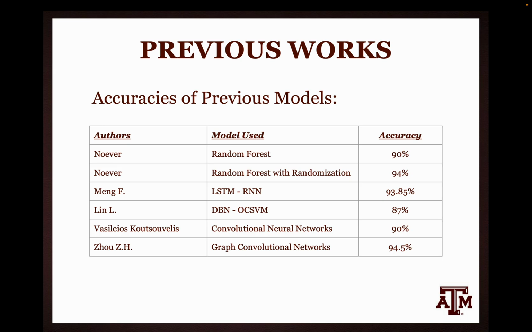These are some of the previous models which are used in the insider threat domain. So we see that the highest accuracy attained is 94.5% using graph convolution networks. The second highest is 94% using random forest with randomization.